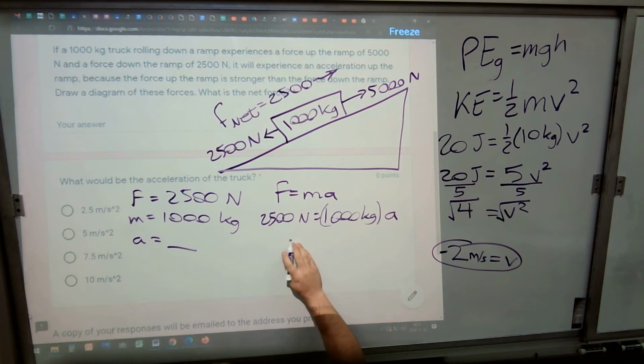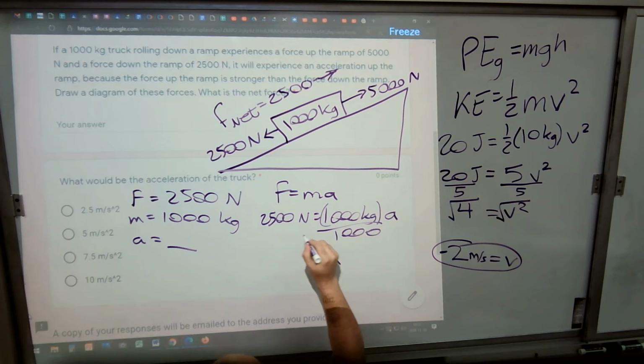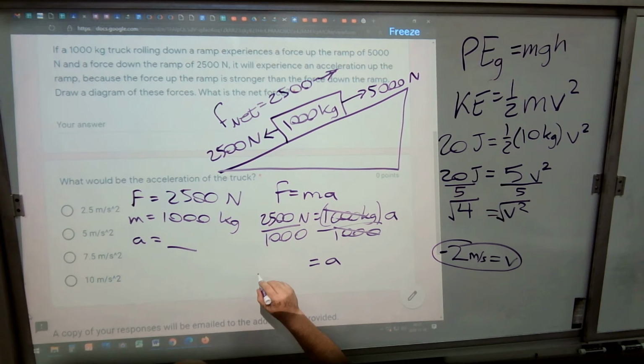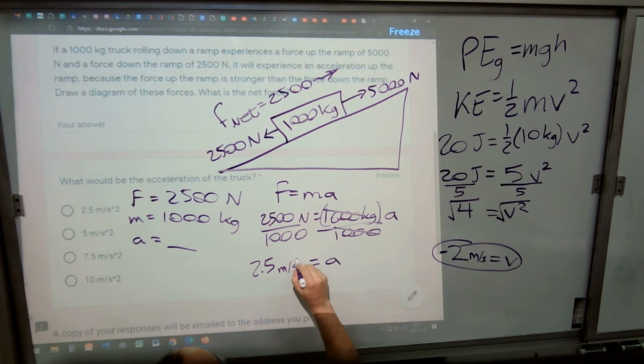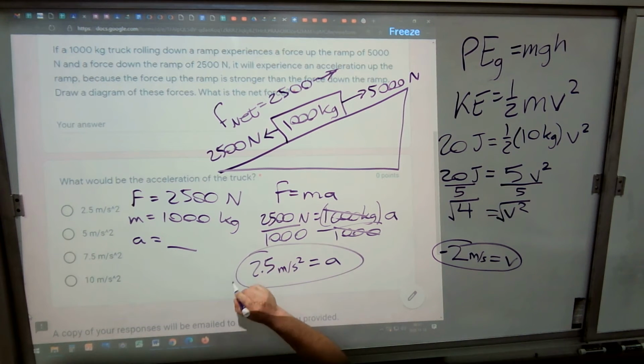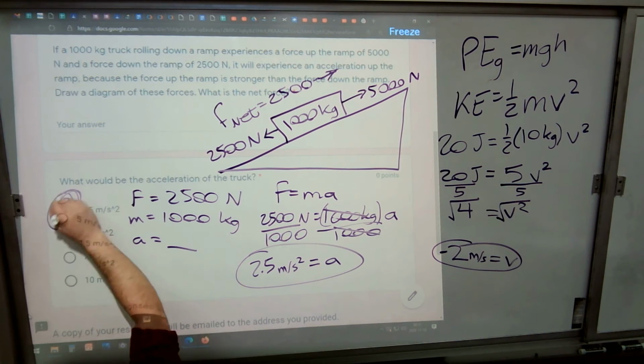So 2,500 equals 1,000 times A. I want to get A by itself, so I'll make the 1,000 cancel by dividing both sides by 1,000. One on top, one on bottom, so it just says equals A. 2,500 divided by 1,000 makes 2.5, and that's the acceleration. And acceleration is in meters per second squared, so I have to write meters per second squared. And there we go. That's my answer choice.